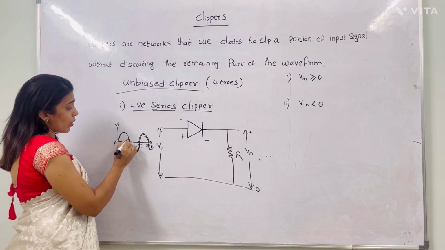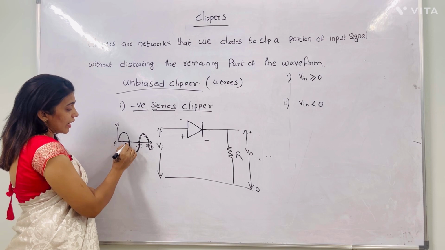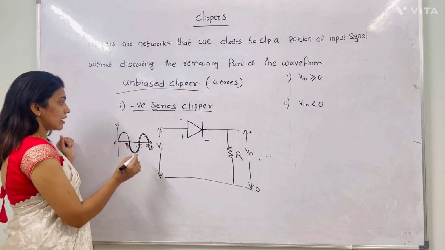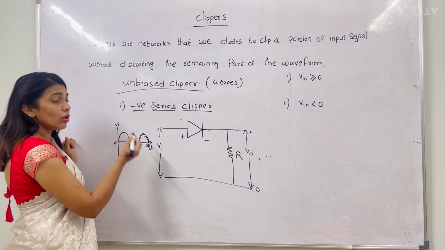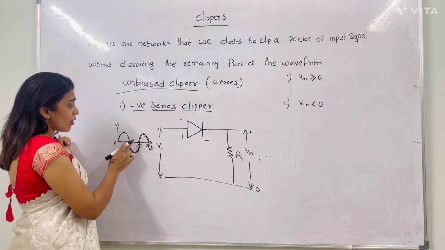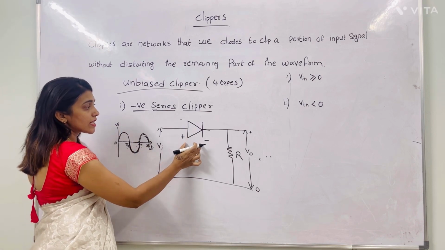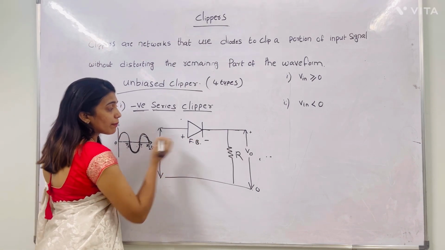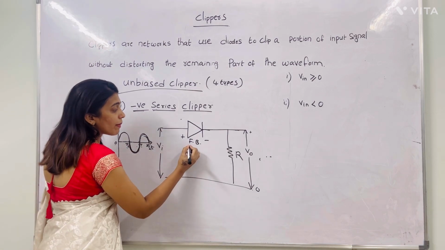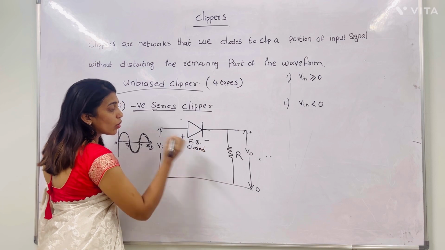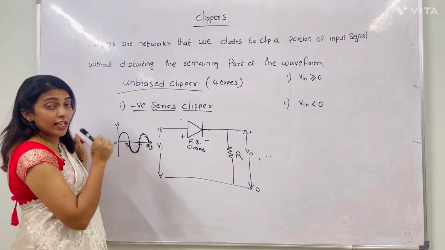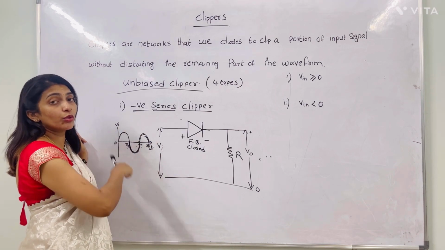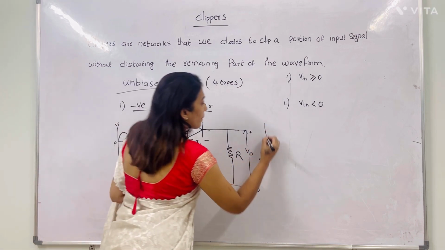The input signal has a positive half from 0 to T by 2, and a negative half from T by 2 to T. During the positive half, from 0 to T by 2, the positive peak is given to the positive terminal of the diode, so the diode is in forward bias condition. When it is in forward bias, it is like a closed switch, so obviously it allows the current or voltage from the input to the output side. Then we'll go for the output waveform.